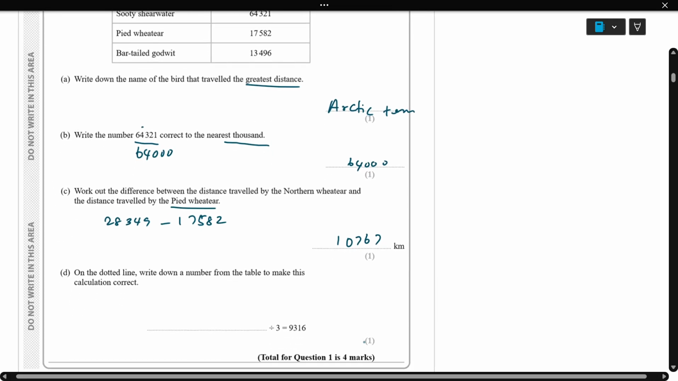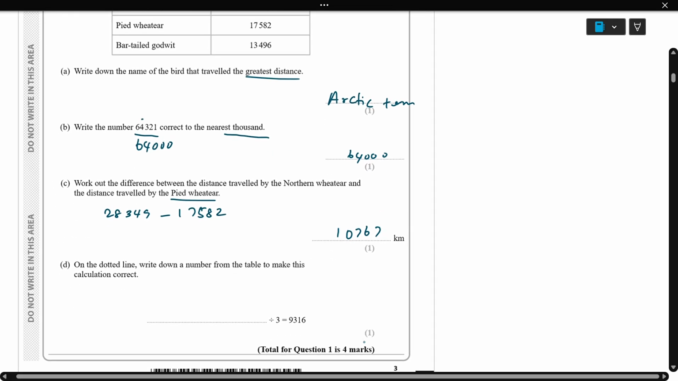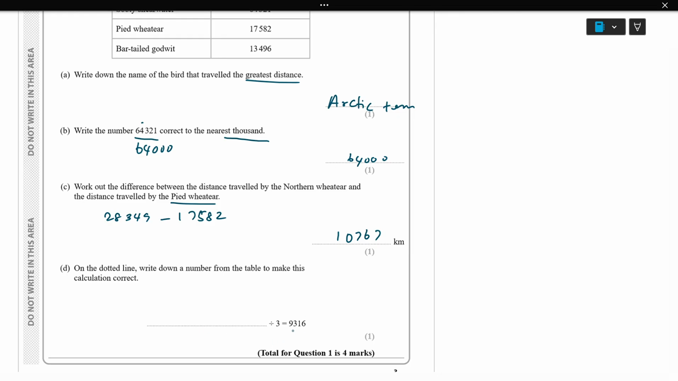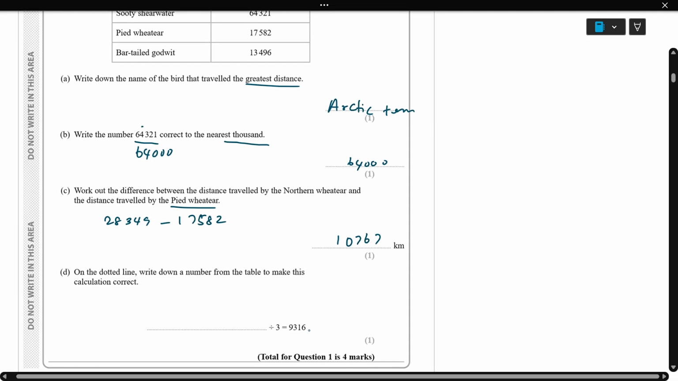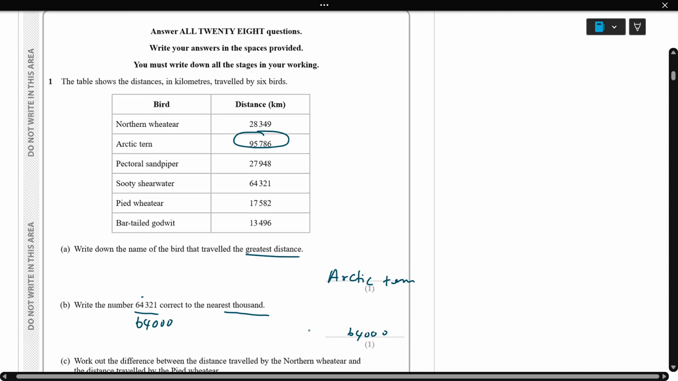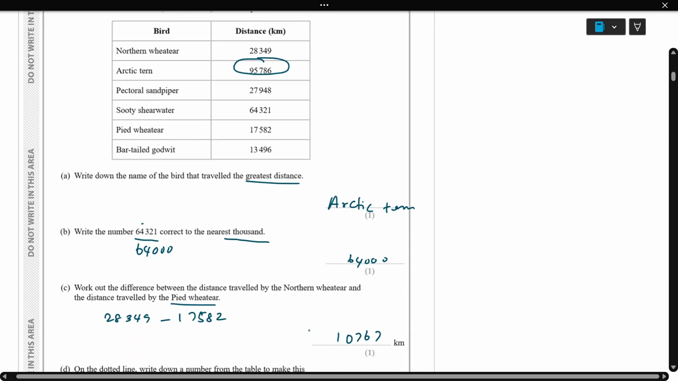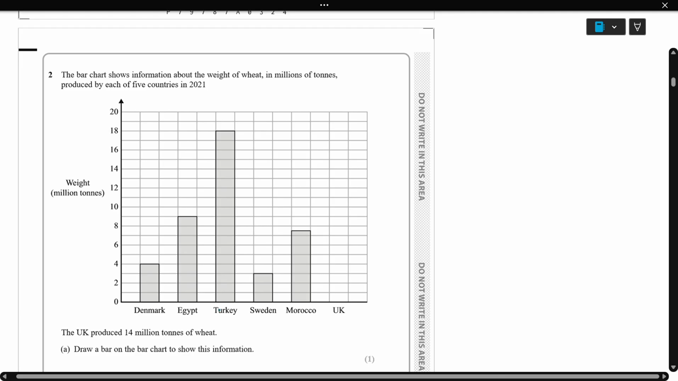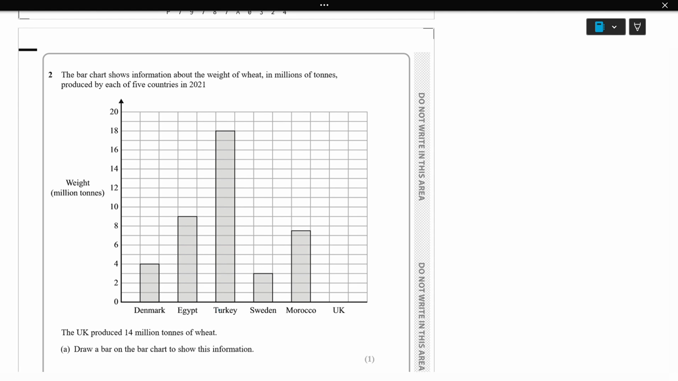10767. Next, on the dotted line, write down the number that makes this calculation correct. So some number, when we divide it, we are getting 9316. So when we multiply this, the number is going to end with 8. So which one is going to end with 8, which is 27948.